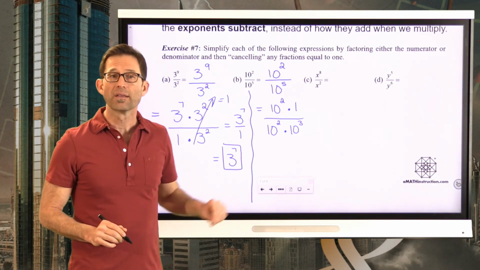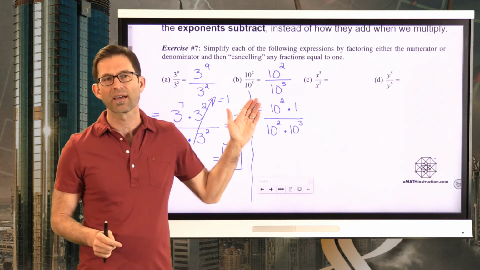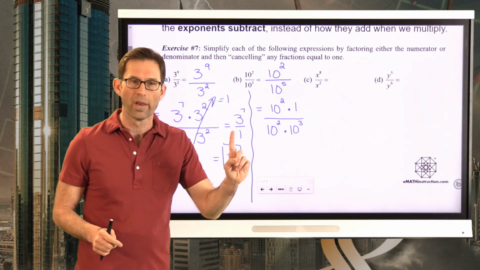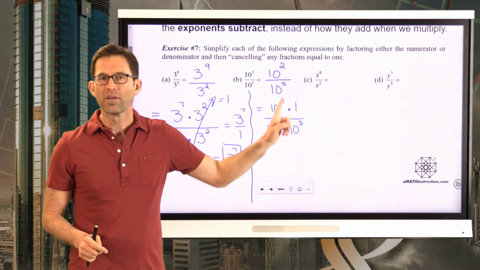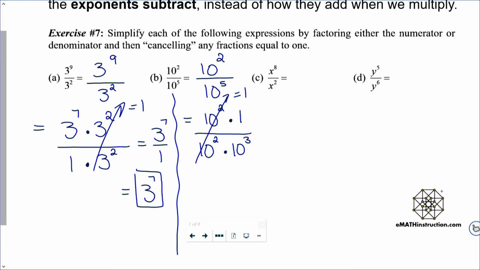Now, the 10 to the 2nds, those are the ones that cancel. And they don't really cancel, it's just that 10 to the 2nd divided by 10 to the 2nd is equal to 1. And then I'd have 1 times what remains. So these two, if you will, equal 1. And what I then have is 1 divided by 10 to the 3rd.